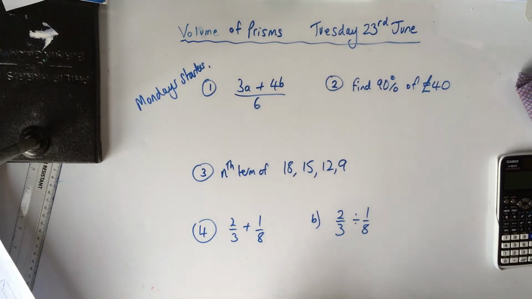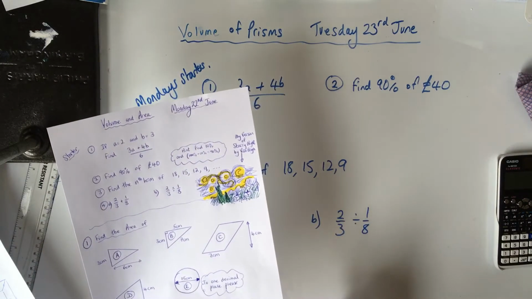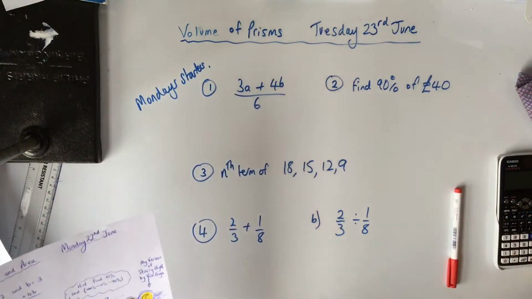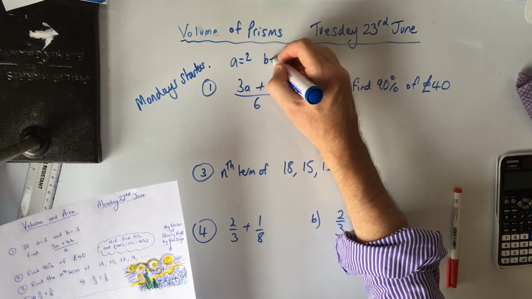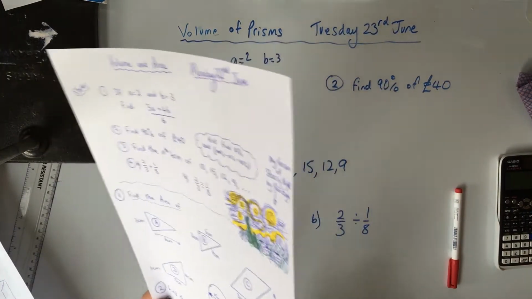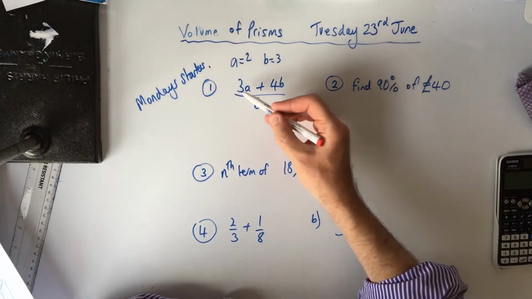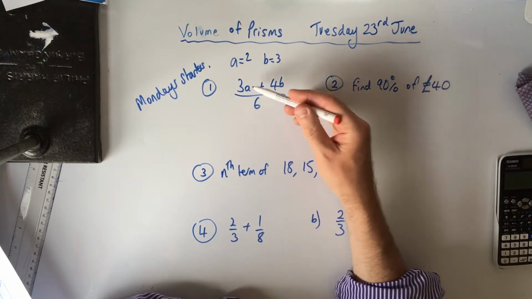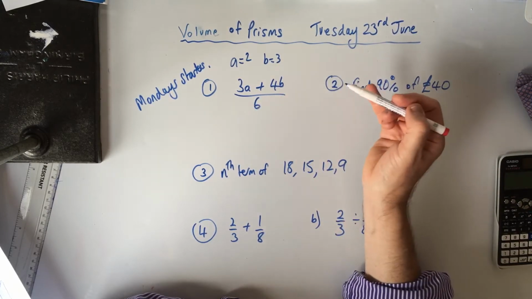So let's have a look at Monday's starters. Do you remember those with the picture of the Van Gogh Starry Night, or my version of it? Brilliant. We've got A is 2 and B is 3. Right, let's go through these. You've got to work out the value of 3A plus 4B all over 6. Well, the all over 6 means divide by 6.